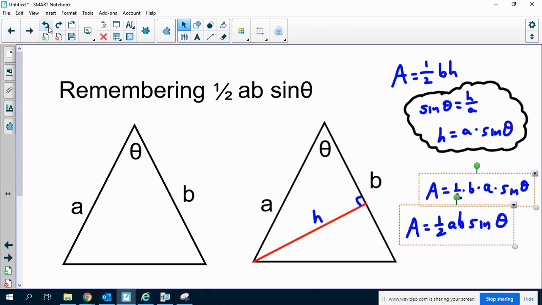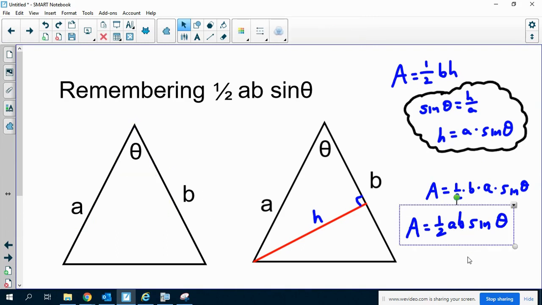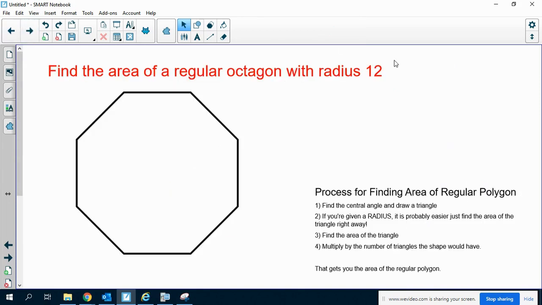So in any case, any triangle where I know this side, and the angle between them, I can always write the area as 1/2 times those two sides times the sine of the angle between them. Now, why is that really helpful when we're dealing with the area of a regular polygon when you're given the radius?